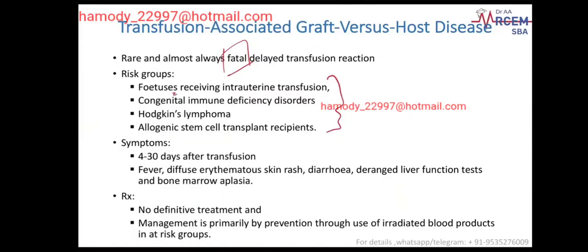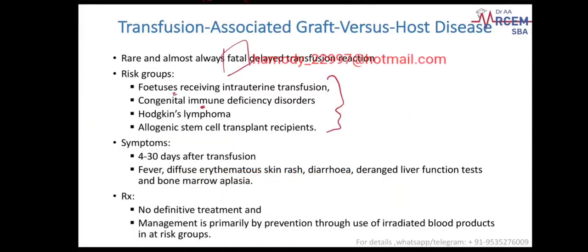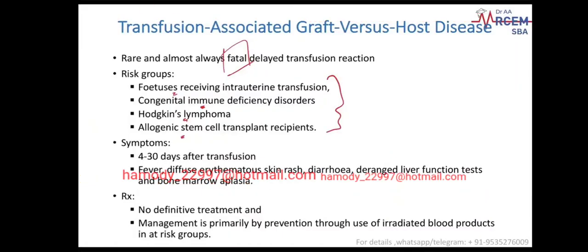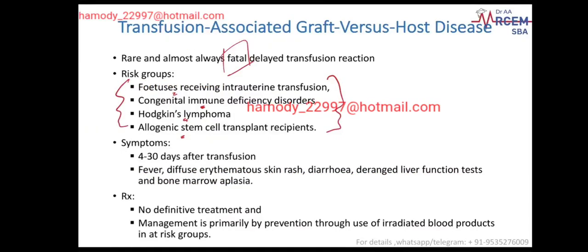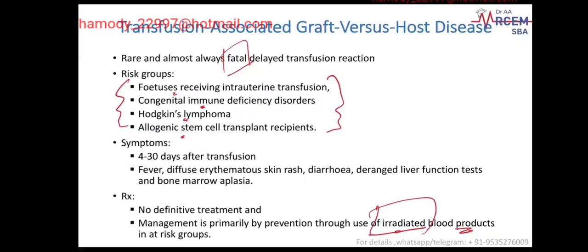The fetus which is receiving an intrauterine transfusion, congenital immune deficiency disorders, Hodgkin's lymphoma, or allogeneic stem cell transplant recipients. In these four groups, what do you need to do? You need to make sure the blood products you're giving are irradiated. This is important.